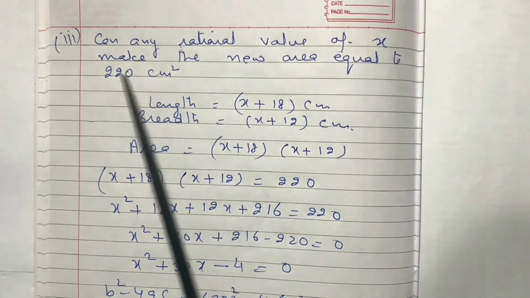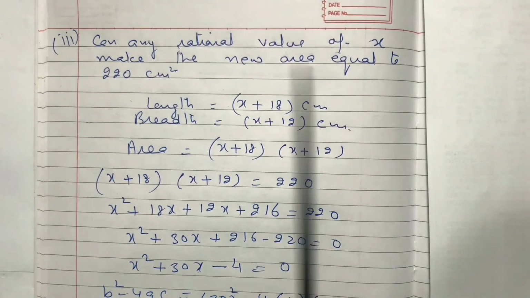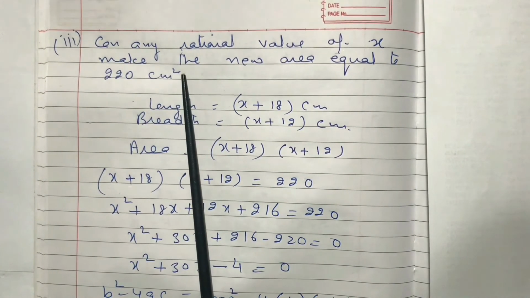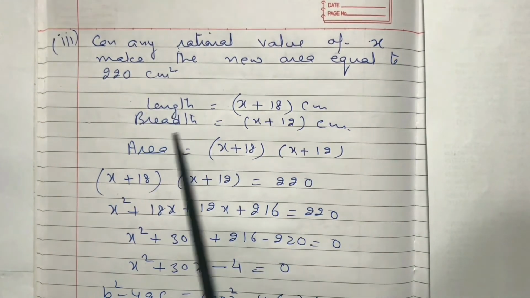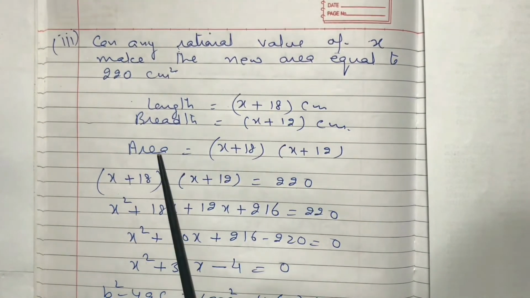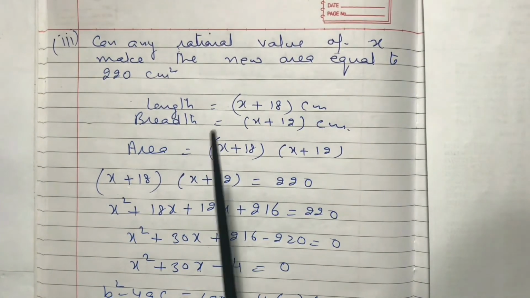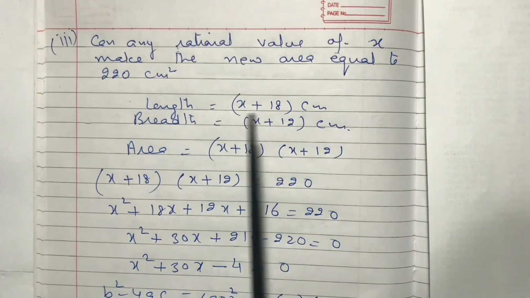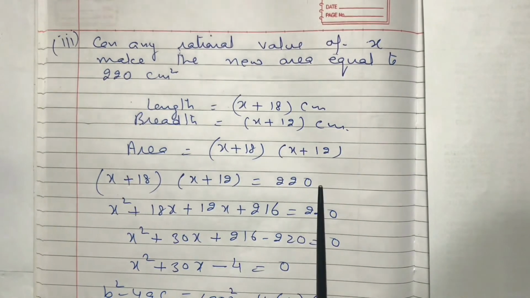Now the third part is, can any rational value of x make the new area equal to 220 centimeter square? Now length is x plus 18 centimeter, breadth is x plus 12 centimeter, area is (x + 18)(x + 12). He says, can any rational value of x make the new area equal to 220? Let this area be equal to 220.